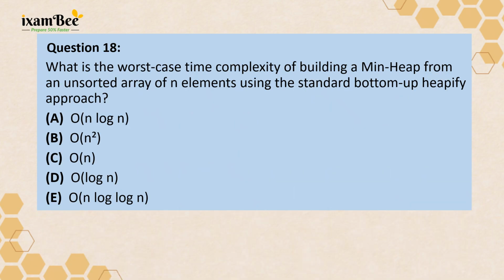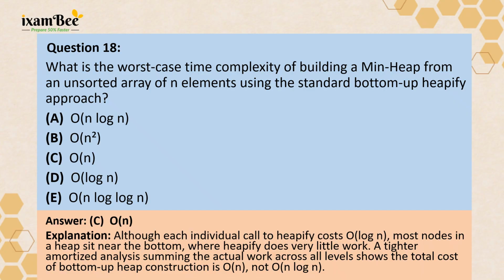Next, we have: what is the worst case time complexity of building a min heap from an unsorted array of n elements using the standard bottom-up heapify approach? So the correct answer to this question is option C, which is big O of n. This one often surprises people at first glance.